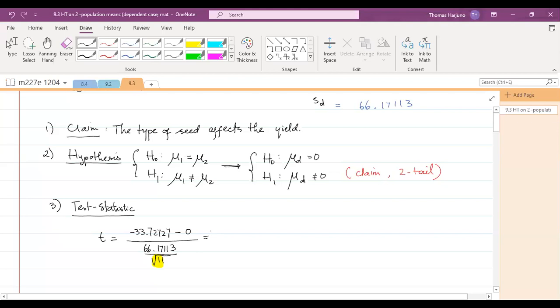Now, okay. Because when I computed this visually earlier, that's around negative 5 point something, not supposed to be. So 33.72727 divided by 66.17113 times square root of 11, that is negative 1.69048. So step 4, the p-value.